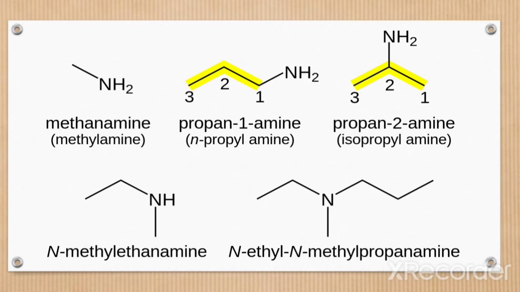And the other example is also a propane compound, but the amine group position is different. It is on the second carbon position, and we have to name it propane, and on the second position there is an amine group, so it is propan-2-amine. And the other example is when the amino group is further attached with a substituent group, we will name it N-methylethanamine.